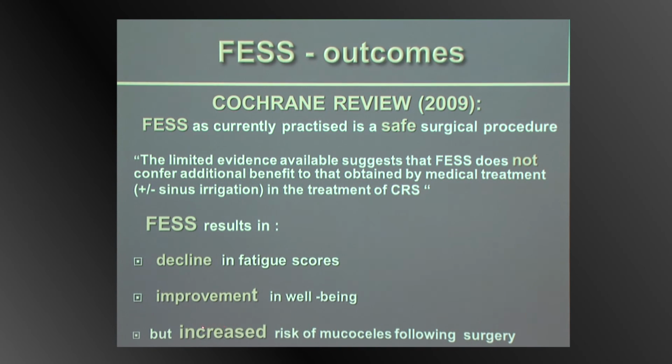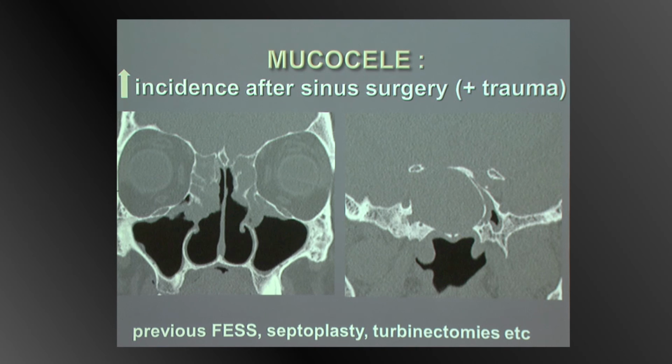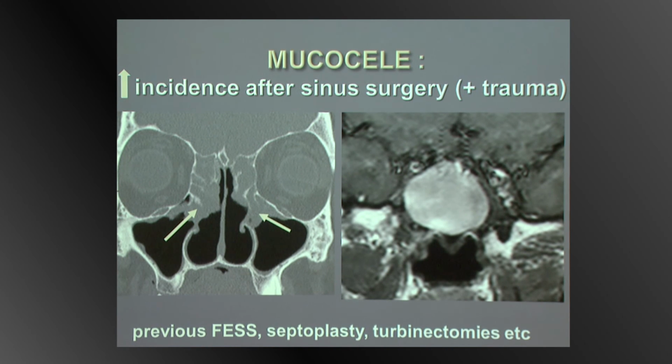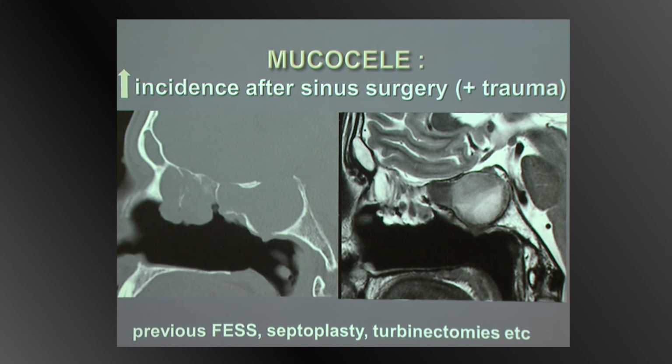As we said, it's not just an increased risk of mucoceles with Caldwell-Luc procedures, there is an increased risk with FESS as well. So there's an increased incidence of mucocele with previous sinus trauma, previous FESS, septoplasty and turbinectomies. Okay, huge sphenoid sinus mucocele. T1, proteinaceous. On the T2 imaging, there is dehiscence of the planum sphenoidale and the margins of the pituitary fossa.